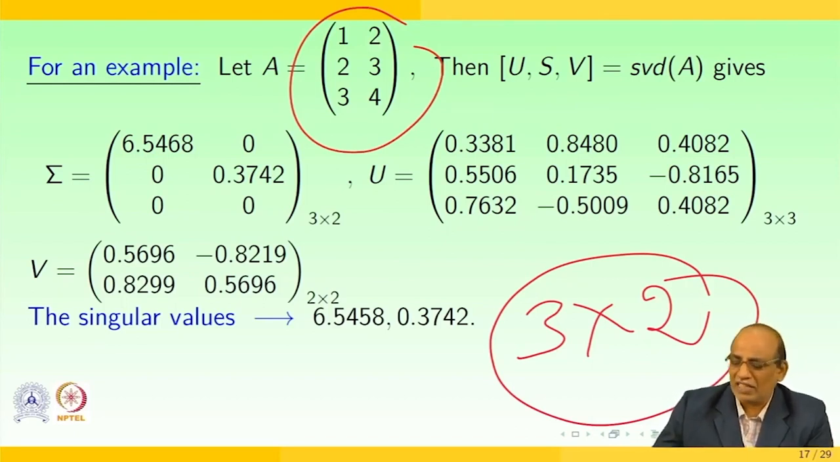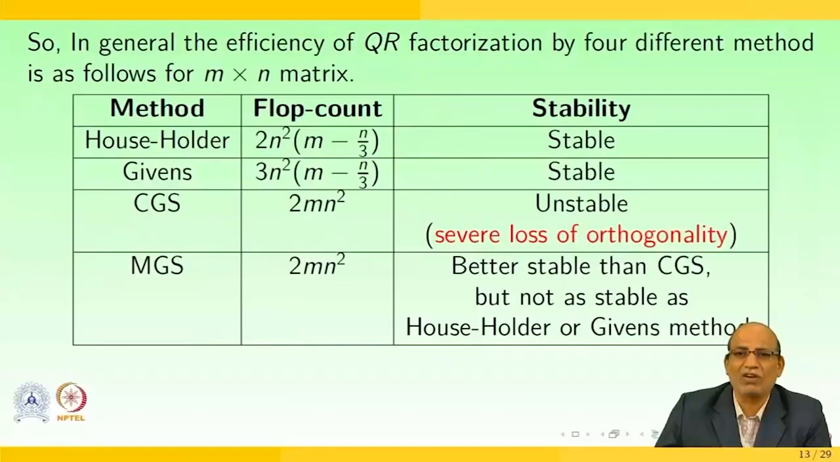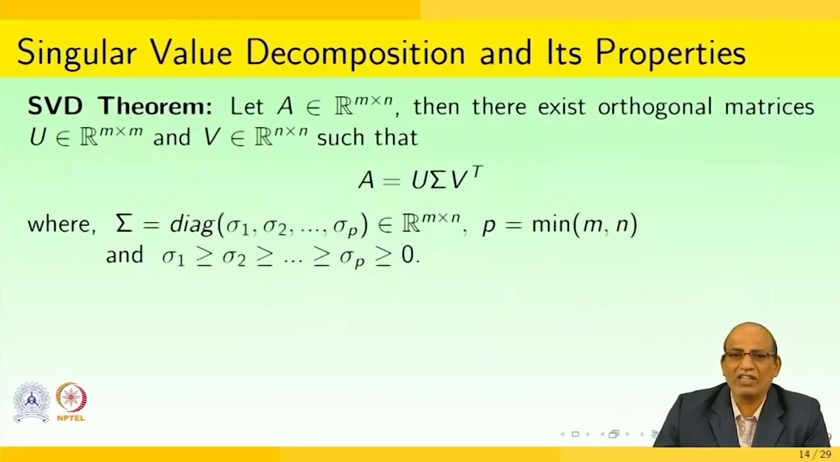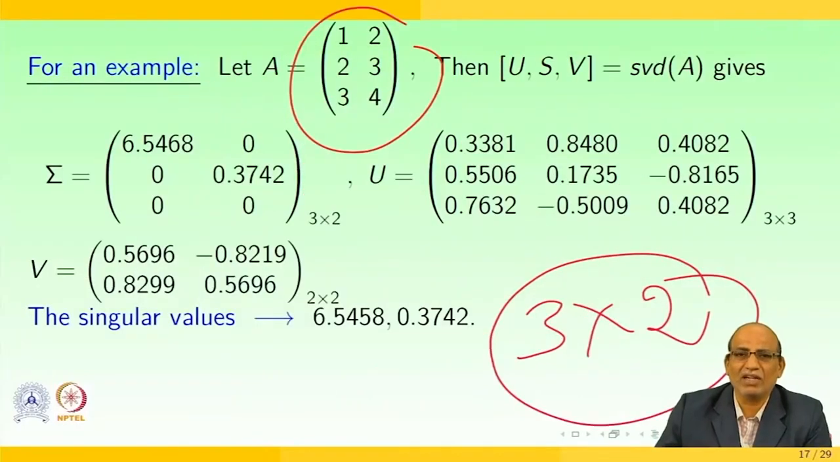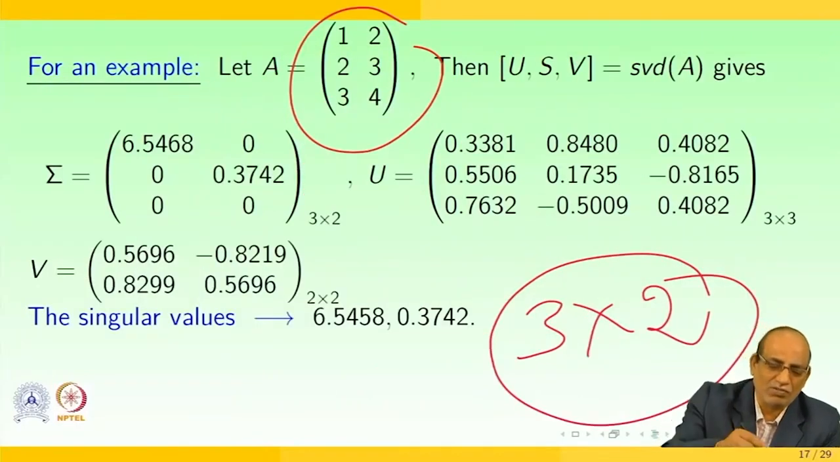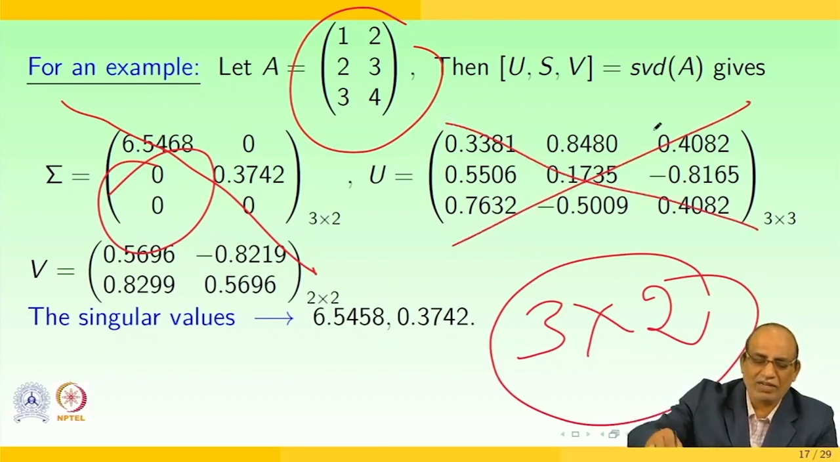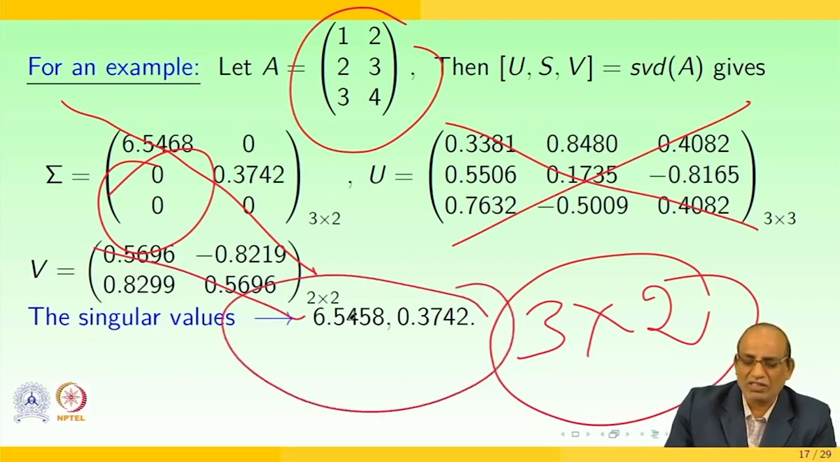When I apply this algorithm, the one which we did over here, it turns out that sigma is of this form. Look at here, this is the main diagonal, below which are all zeros. This is the U matrix, and this is the V matrix. So what singular values do you get? These are the singular values.